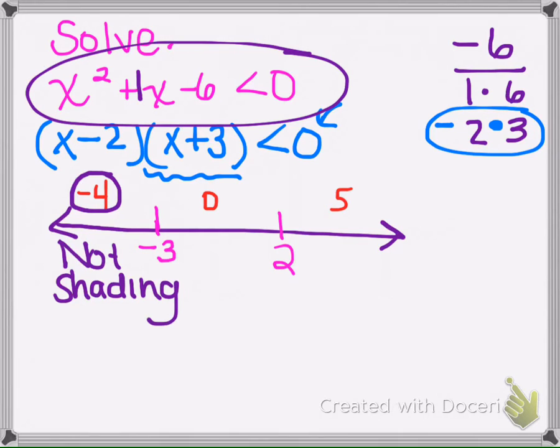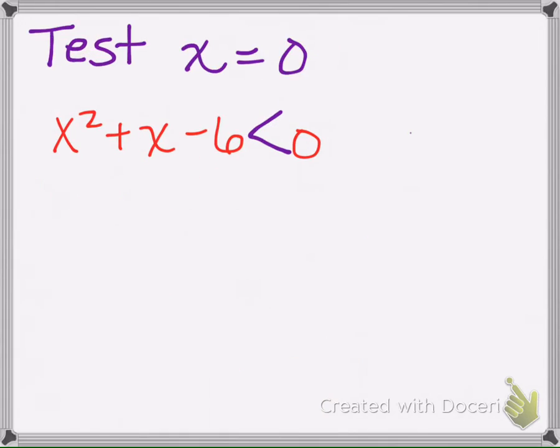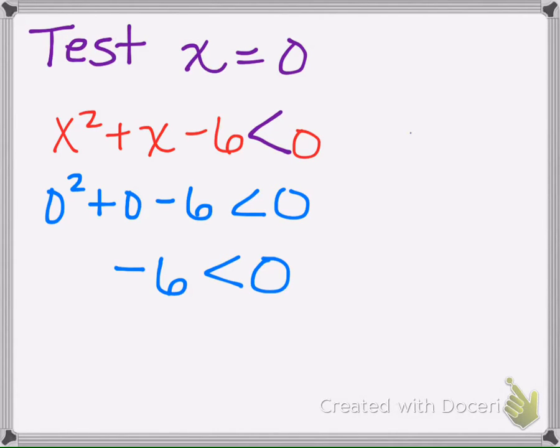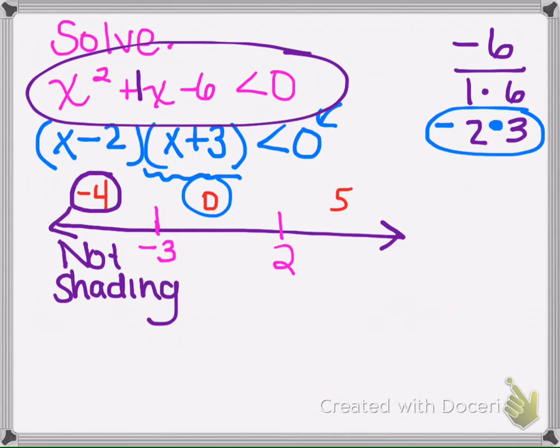Okay, so now let's go ahead and plug in 0. Let's see if 0 works. So we plug in a 0, and we get -6 is less than 0. Yes, that's true. So what that means on our graph here is we are going to shade this section right there. So now we have one more to check.